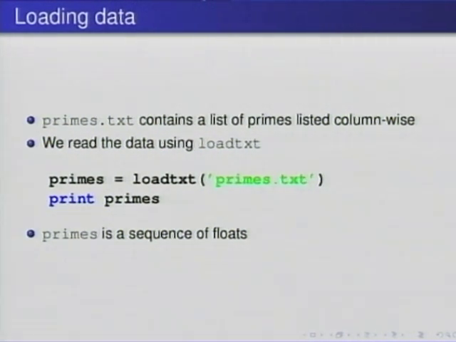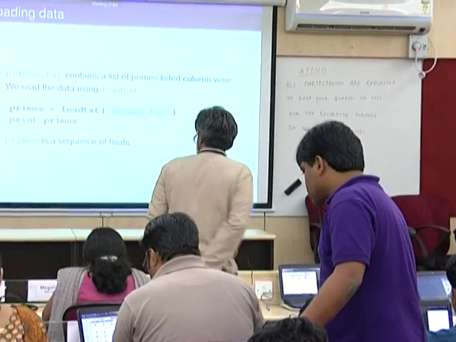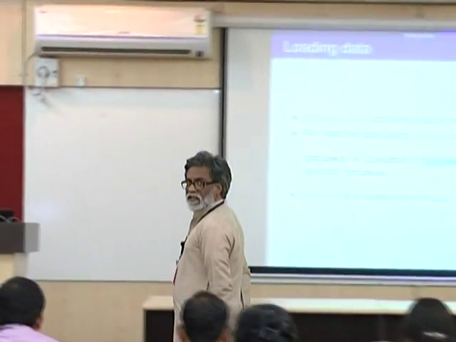So let's first download this file primes.txt from Moodle. Go to Moodle, there is a resource called files somewhere. From there you should be able to download this file primes.txt, open it in a text editor. Don't edit, don't change anything, view it in a text editor and convince yourself what it contains is ordinary text data. All right. So has everyone got the primes.txt file?